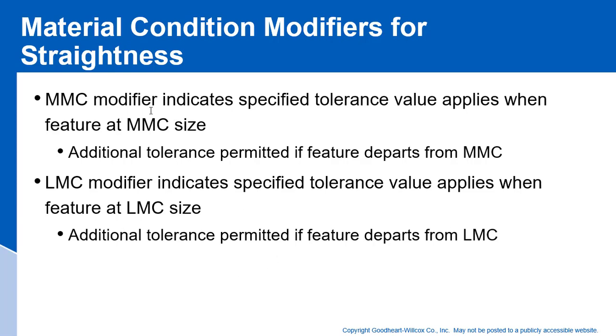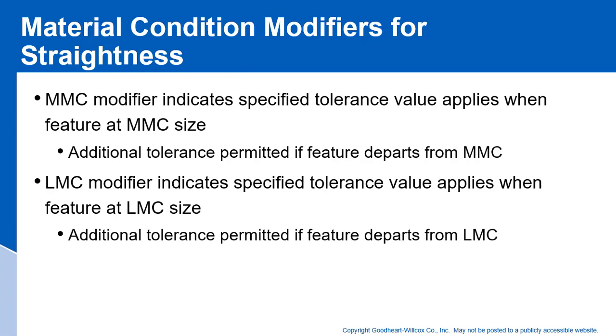With MMC, you're looking for fits, you're looking for how parts fit together. LMC is not as useful. There are certain things it can do for you really well, like guarantee an edge distance, for instance, on a feature, like a hole with respect to the edge of a part. But for the most part, you're going to be using MMC modifiers primarily.